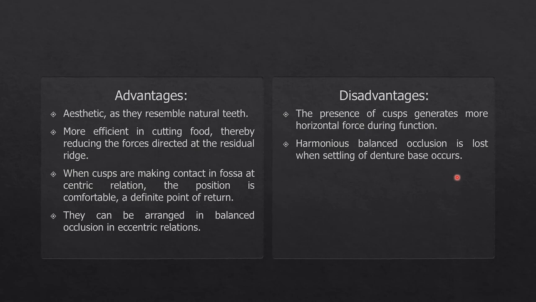So some authors like Devan stated that even though we can do a good balanced occlusion in a complete denture and give it to the patient, over a period of time settling of the denture base occurs over the tissues. That is the mucosa covering the residual alveolar ridges, because after all the mucosa is made up of 80 to 85% water, and based on Pascal's law, when pressure is applied, it is transmitted throughout the area. This can result in settling of the denture base, and this may compromise the balanced occlusion.